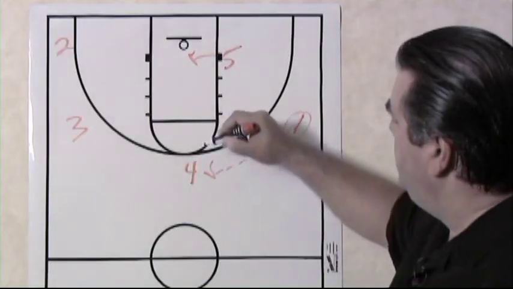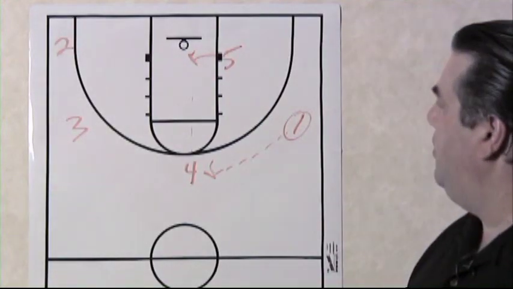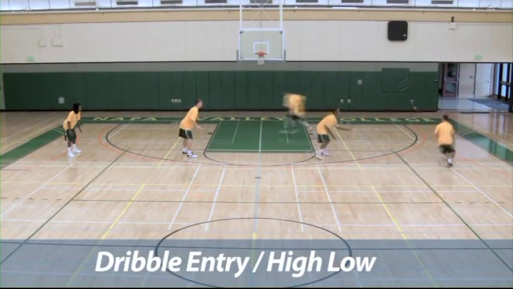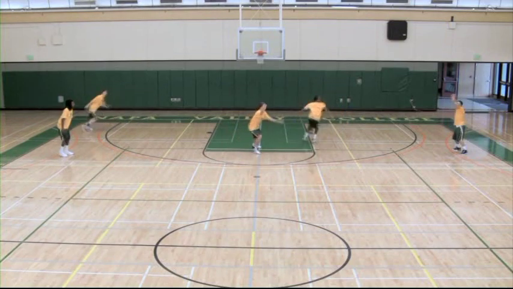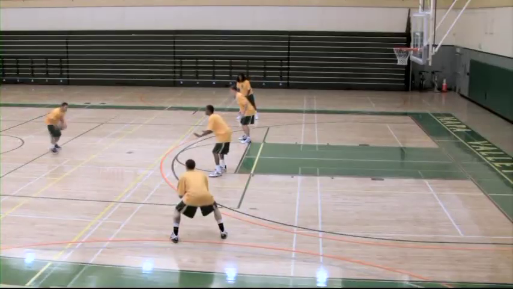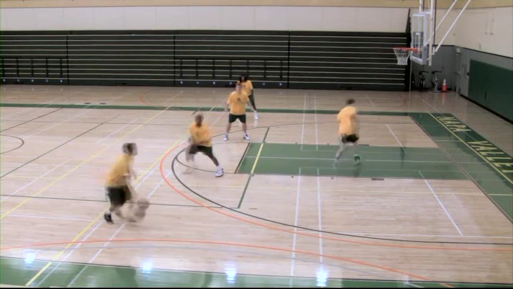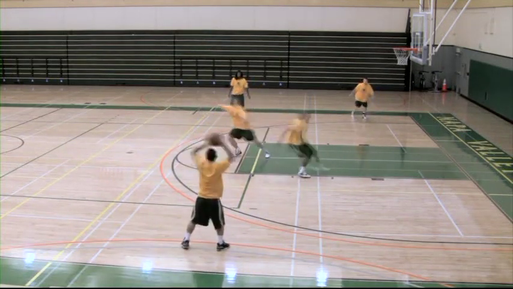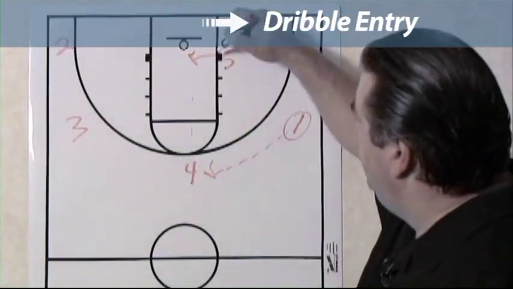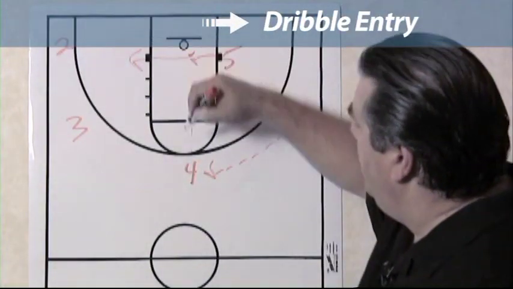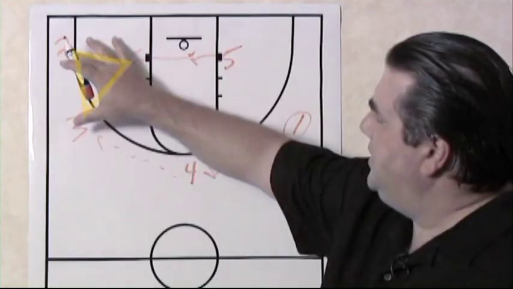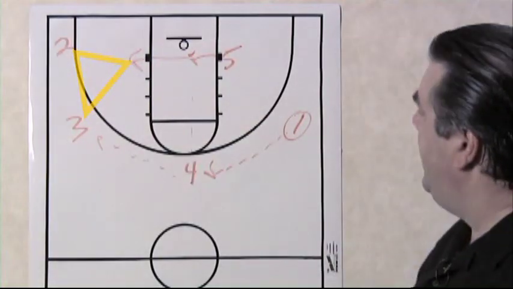He's isolated in the post trying to seal his man. We're trying to make the high-low entry pass to 5. If that's not there, 5 is not open, he's going to come across. 4 will reverse the ball to 3. As you can see now, we have our triangle, 2, 3, and 5.